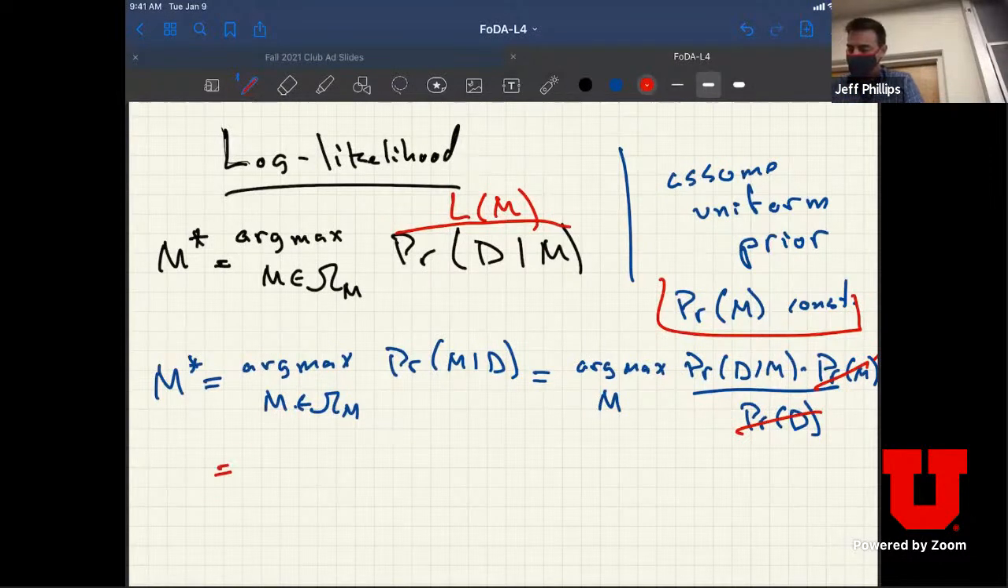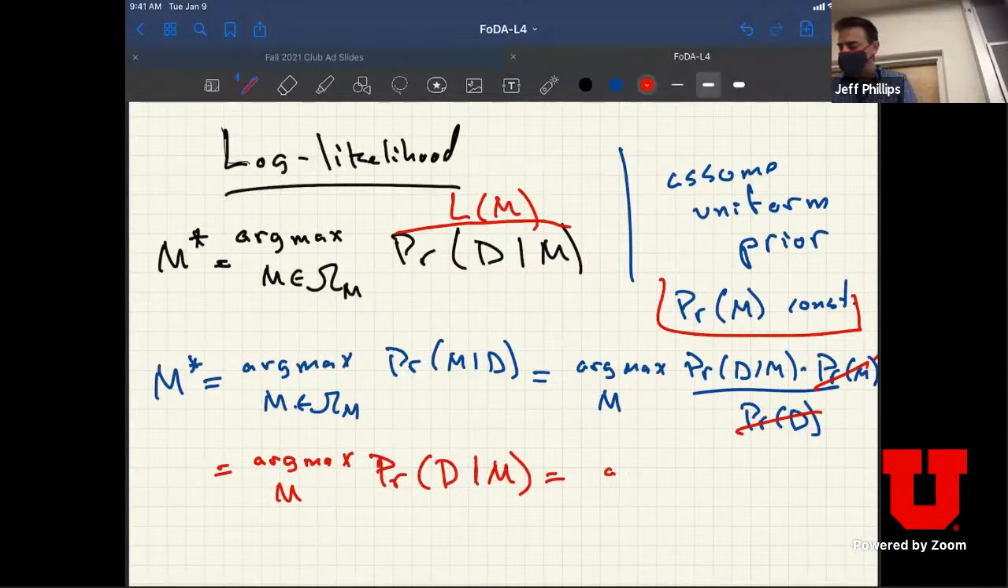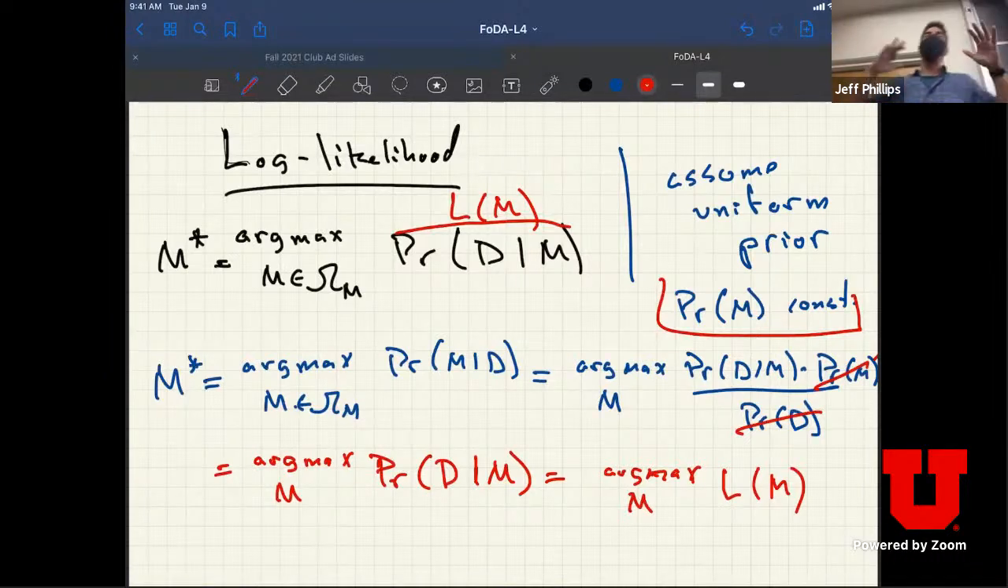Okay, so then I can say this is equal to the arg max over the space of models of the probability of the data given the model, right? Which is equal to arg max over the model of this likelihood function. Okay. And so when I just look at this, when the probability of the model is said to be constant, it could mean that I assume they're all equally likely in some sense, or I just don't have any information on that, then I'll do this.